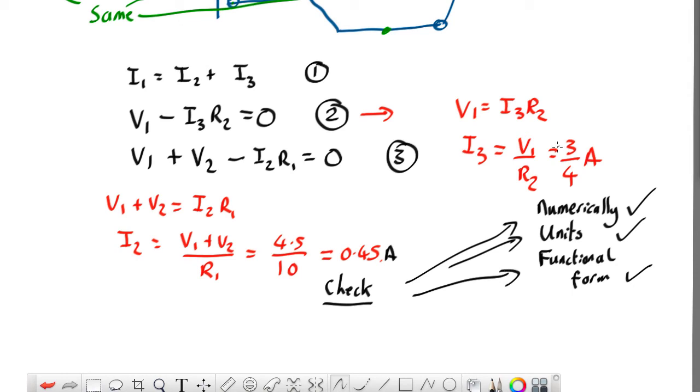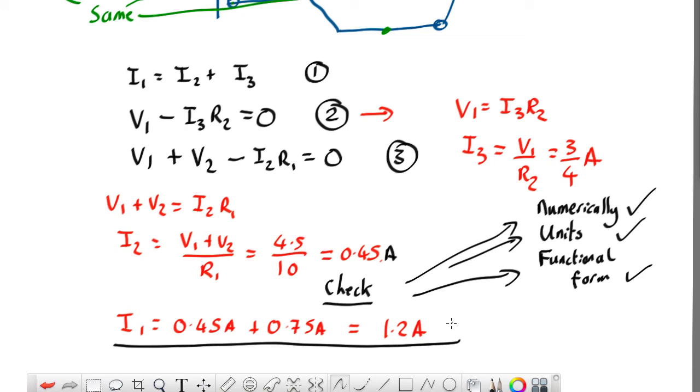We've got this for current and that current. We can then use equation 1, and we get that I1 equals I2, which is 0.45 amps, plus I3, which is 0.75 amps. So that equals 1.2 amps. Again, numerically plausible. So there we have a complete analysis of this circuit.